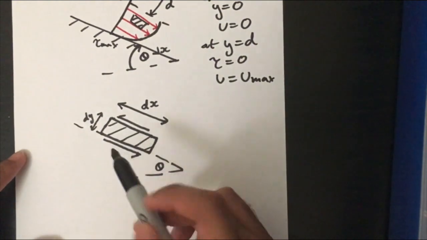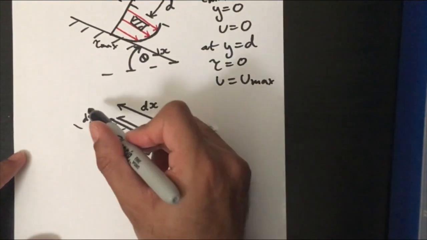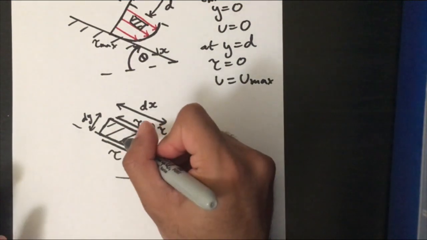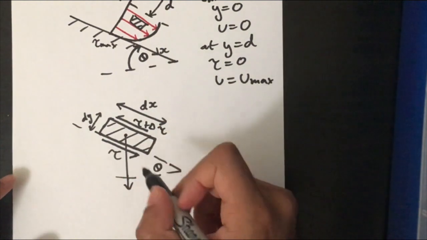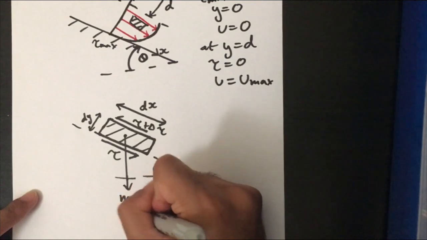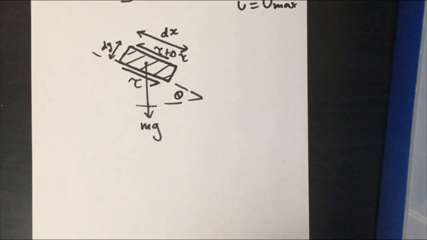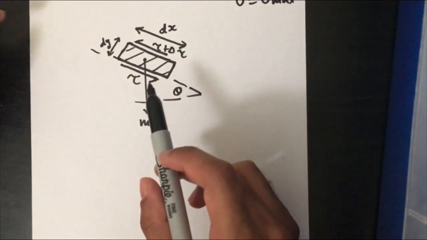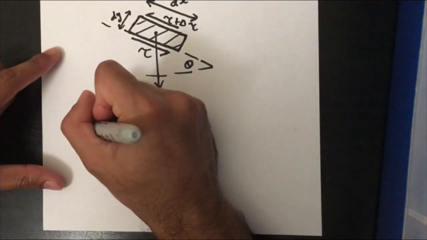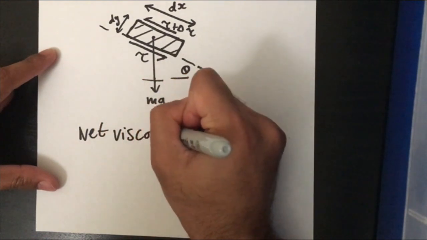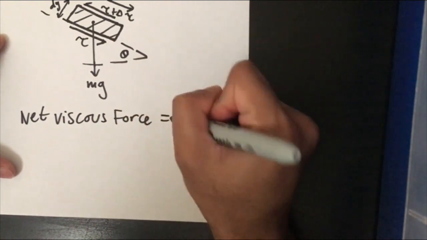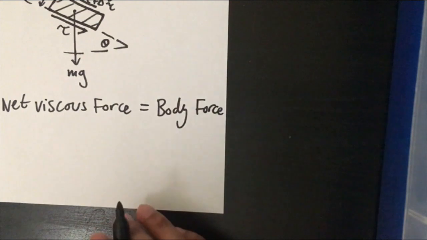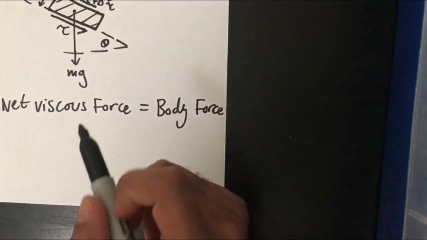Okay, so some of the forces acting on this shaded box. On the surface, you're going to have the shear stress, tau, and on this side here, acting in the opposite direction, we're going to have tau plus delta tau. And also you're going to have the mass of the shaded box, so the weight acting. The weight we could write as mass times gravity, so mg. If we apply Newton's second law onto this free body diagram, force equals mass times acceleration, we get the understanding that the net viscous force is equal to the body force. So the only body force is due to gravity for this free body diagram, mass times gravity.